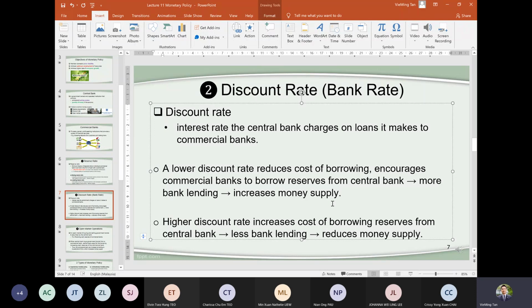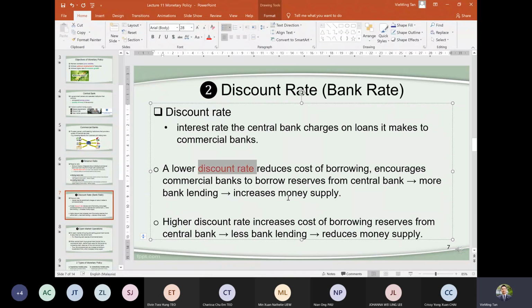On the other hand, what happens if the discount rate is higher? If the discount rate is higher, that means the cost of borrowing is higher. As a result, this will discourage the commercial bank from borrowing money from the central bank, and this will reduce the money supply in an economy. So there is also a negative relationship between the discount rate and the money supply.